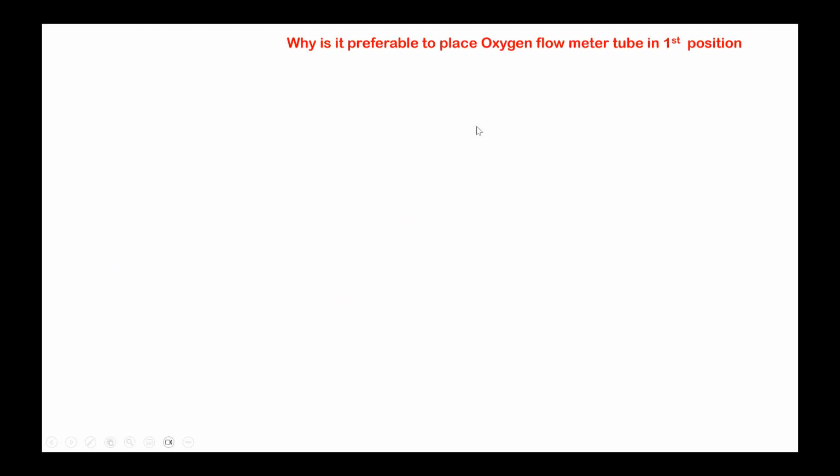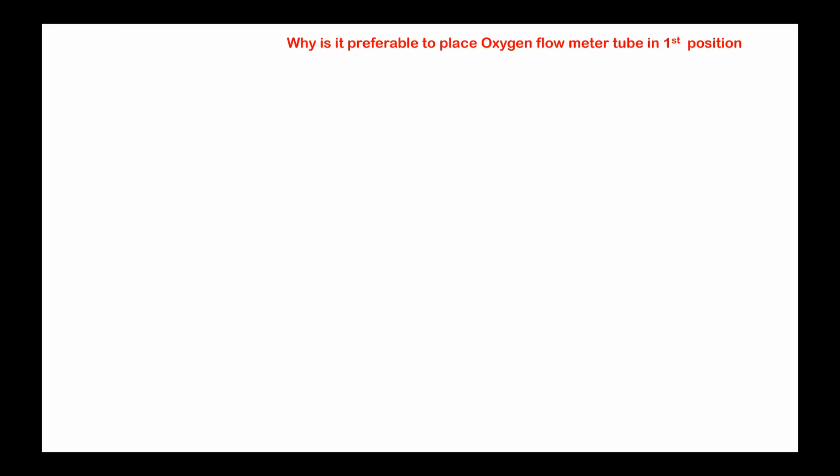Why is it preferable to place the oxygen flow meter in the first position instead of the third position as you see in some machines? There was a lot of confusion earlier. When they manufactured the machine, they first kept oxygen, then nitrous oxide, then the other gases. Then in the later models, they switched oxygen to the last position and shifted nitrous oxide to the first position and air or other gases in between.